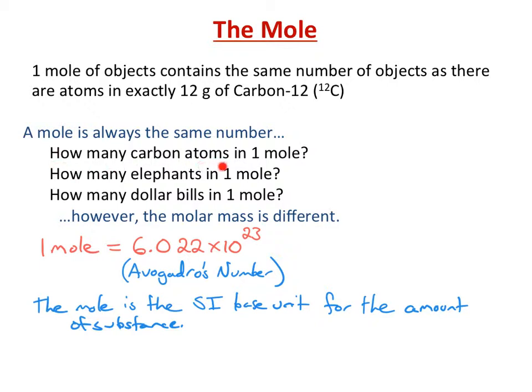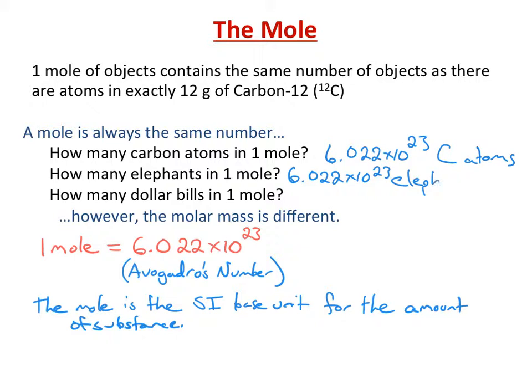So when we say how many carbon atoms are in 1 mole, well, what does that mean? It means that we're going to have 6.022 times 10 to the 23rd carbon atoms, because that's what we're counting. How many elephants are in 1 mole? Well, 6.022 times 10 to the 23rd elephants. And if we wanted to know how many dollar bills are in 1 mole, again, it's 6.022 times 10 to the 23rd dollar bills. So it's a counting unit.